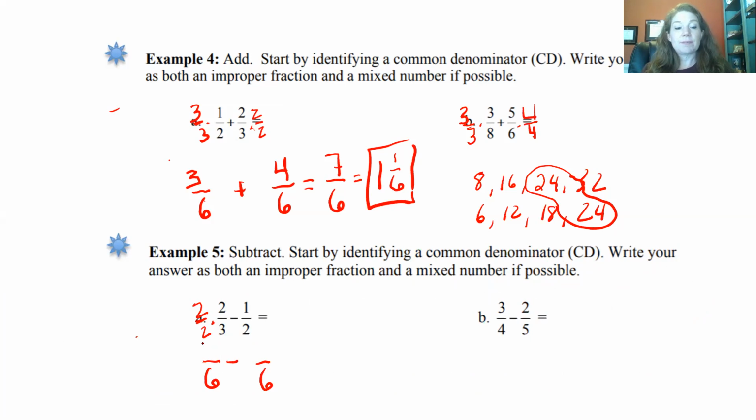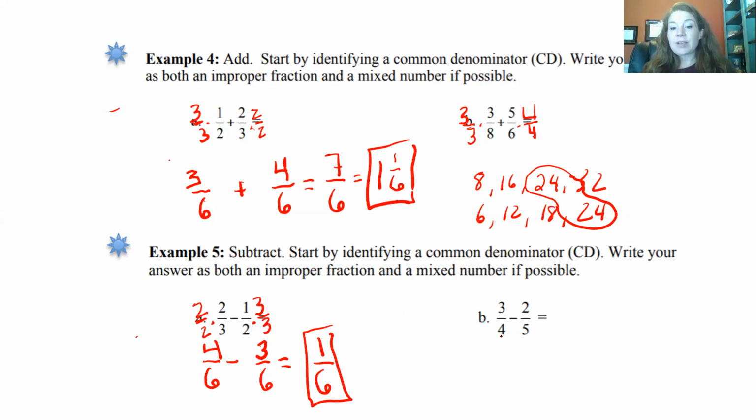All right, and then how do we get from 2 to 6? We multiply 2 times 3. So we're going to multiply the numerator by 3. And 3 times 1 is 3. So 4 minus 3 is 1, and our denominator stays as 6.